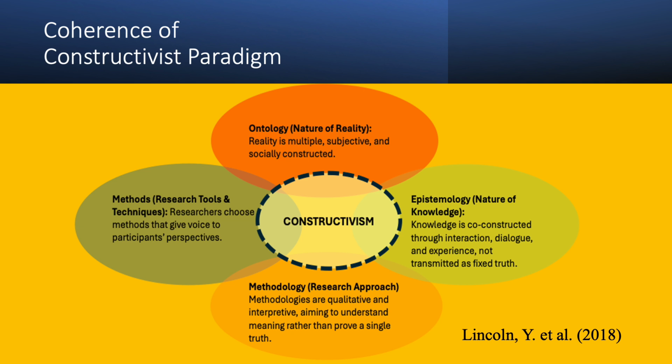So, how do these pieces fit together to form a coherent constructivist framework? In constructivism, the elements align naturally. If reality is seen as multiple and constructed, then knowledge must also be co-created with participants. Now, this perspective leads us to approaches that prioritize context, interpretation, and participant voices. Each element builds on the other, creating a consistent paradigm that links our philosophical assumptions with our research practices. Constructivism ensures that what we believe about reality and knowledge is reflected in how we study and understand the world.